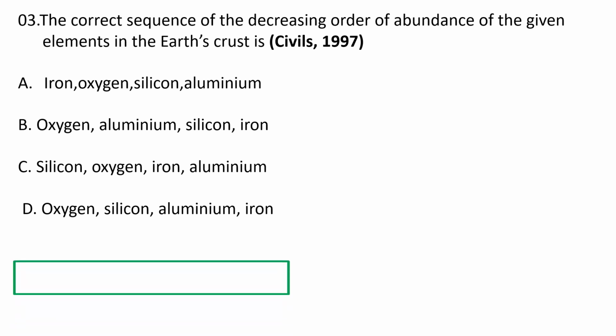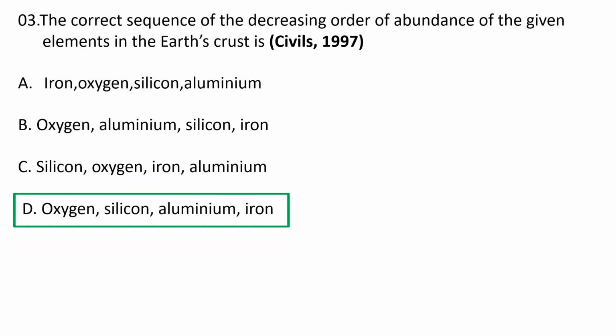So D is the correct option. Oxygen is the most abundant, followed by silicon, followed by aluminium and iron. So D is the correct option.